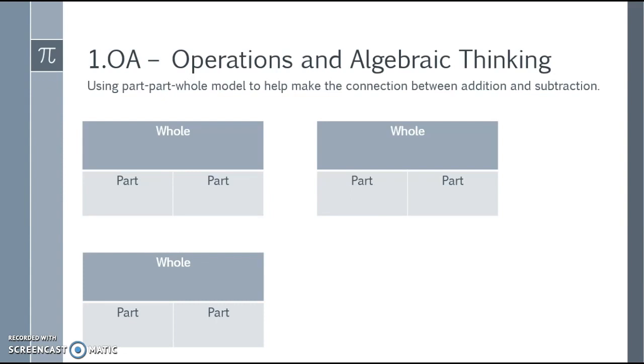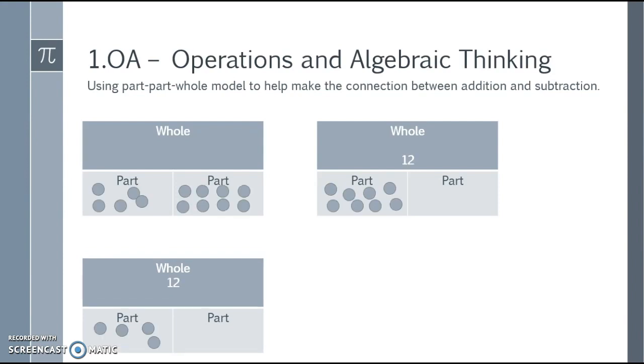Using a part-whole model to help make the connection between addition and subtraction. So I've put some counters in the different pieces of the part-whole. So on the bottom are our parts and the top of each one is our whole. So when I start at this first box on the top left here, I see on the left side I've got 1, 2, 3, 4, 5. 1, 2, 3, 4, 5, 6, 7, 8. So if I were to count them all together, I should get 12.